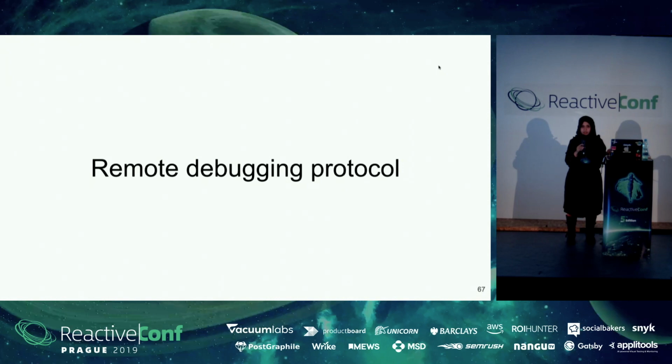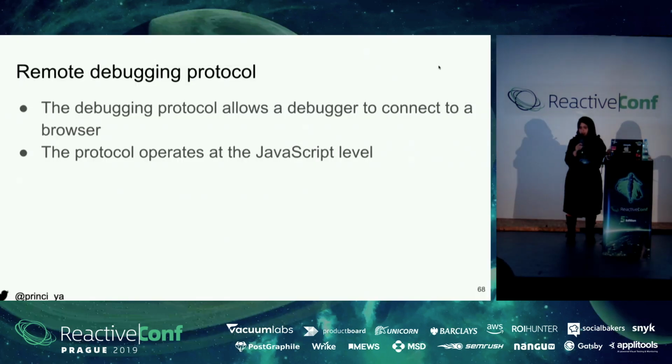So Firefox has a server which provides an API for this web application, the debugger, to talk to the browser via an API called the Remote Debugging Protocol. The debugging protocol allows the debugger to connect to a browser, and the protocol operates at the JavaScript level.